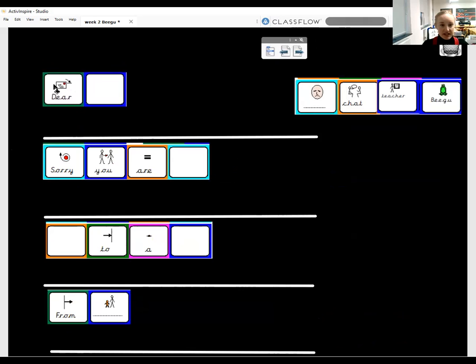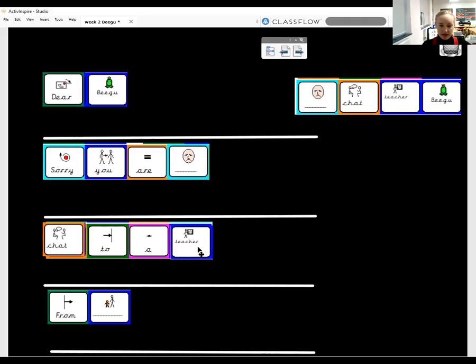So here I've got dear, and think about who you are going to write to. So I would be writing Dear Bigu. And then you need to write your ideas underneath. Here we've got the sentence, sorry you are. I think I'd use the word sad. And then you need to write that sentence. Then here we could have something to try, I think I'd have chat to our teacher. And then from and who it is from. Okay, so if you use this in school, then have a little go at doing this task for me.